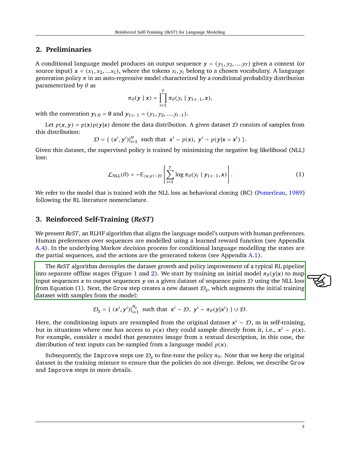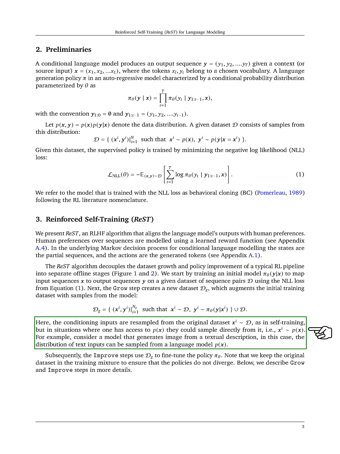We begin by training an initial model to map input sequences to output sequences on a given dataset of sequence pairs using a specific loss function. Next, we have the grow step, which creates a new dataset by augmenting the initial training dataset with samples from the model. The inputs for this step are resampled from the original dataset, similar to self-training. However, if we have access to the distribution of the inputs, we could sample directly from it. For instance, if we have a model that generates an image from a textual description, the distribution of text inputs can be sampled from a language model.